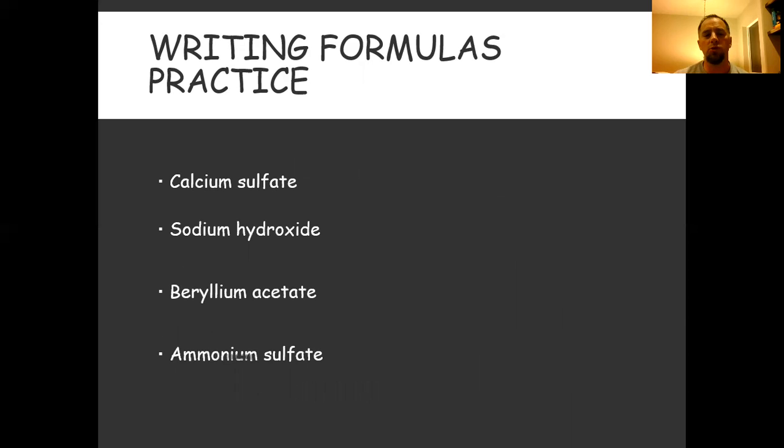Okay, so writing some formulas. What I want you to do is write down these 4 compounds, the name of these 4 compounds, and then I want you to write out the formula for these. So I'm going to go to the next slide where I'll have a cheat sheet that you can use, similar to the one that you have printed out available to you. Okay, and then I want you to write these formulas. So when I go to the next page, pause the video, and then we'll come back and go over those.